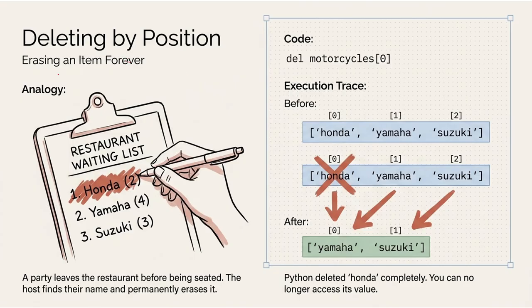Next comes deleting by position, erasing an item forever. Let's suppose a person didn't come to your restaurant, but he has booked. Once he didn't arrive on time, after waiting a few minutes, you will just strike his name, so you will remove his name. In Python we do it by two methods. First we will see the del method. If you type del motorcycles of 0, it will go to the motorcycle list.